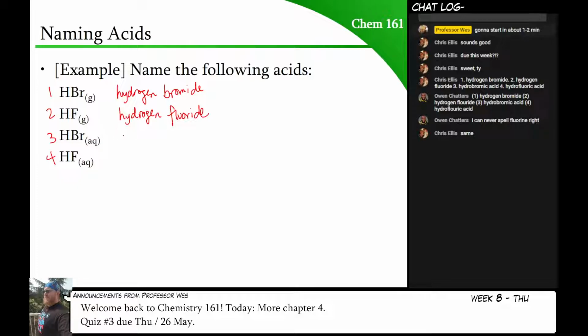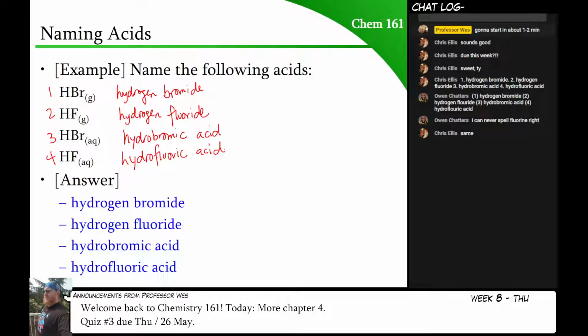HBr as an aqueous would be hydrobromic acid, and then HF as aqueous would be hydrofluoric acid. All right, there you go. So binary acids, very straightforward.